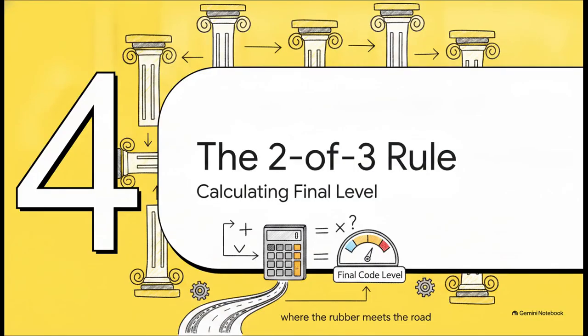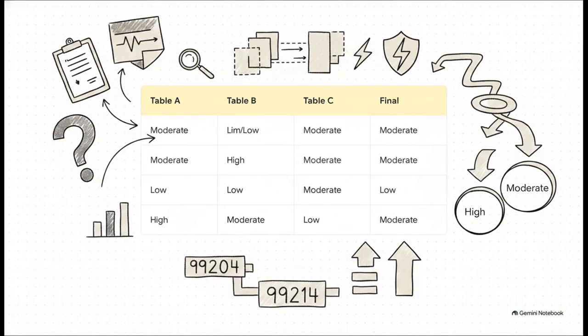All right, Section 4, mastering the 2 of 3 rule and calculating the final level. Okay, so we've got our 3 pillars, right? But how do we actually combine them to arrive at a final code level? It's all about the 2 of 3 rule. To get a final level, you only need 2 of the 3 elements to meet or exceed a specific threshold.